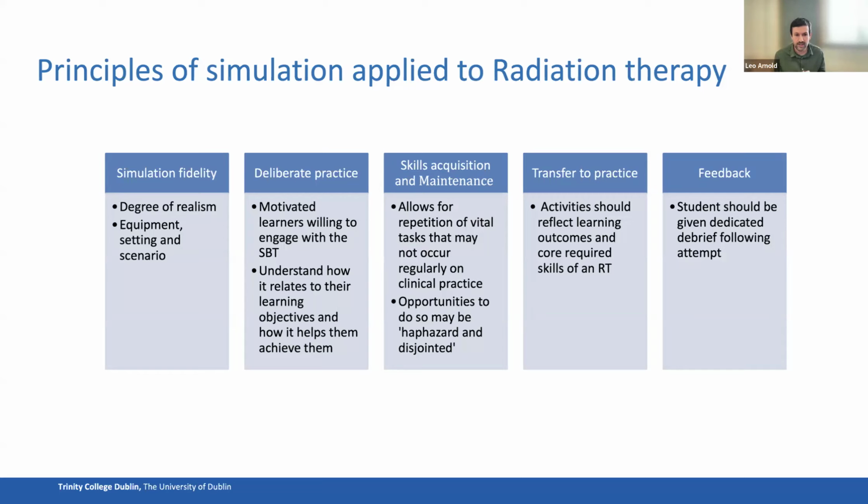The next thing is to make sure that we're engaging in deliberate practice. And that means having motivated and engaged learners and students. Now, we can't always provide students with engagement, but what we can do is provide students with knowledge of what we're aiming to achieve with a simulation and what the outcomes are.